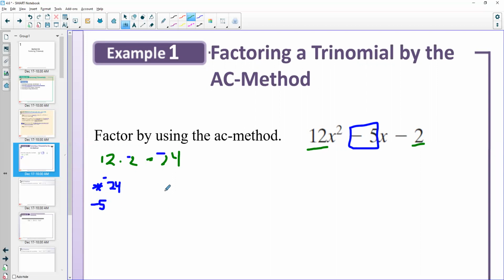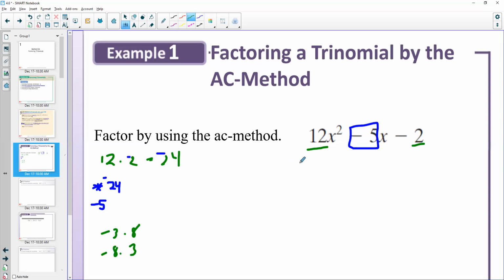Okay, so think about ways to make 24. I can do 12 times 2. That's not going to work. I can do 6 times 4. That's not going to work. But 8 and 3 do. So 3 times 8 is 24. But one of them has to be negative. If I did negative 3, that would get me 5. That doesn't work. So it's got to be negative 8 times 3.